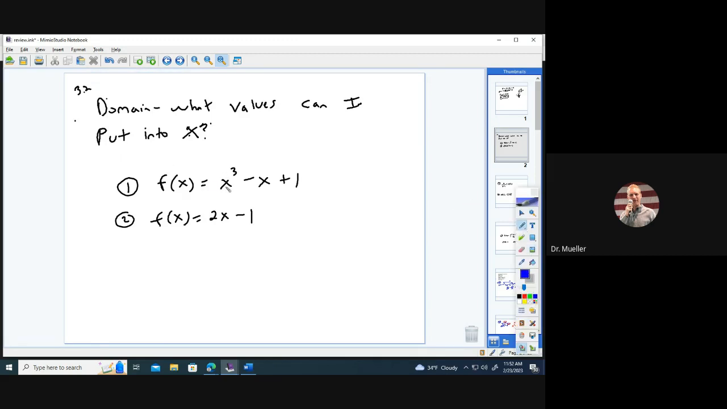We have f of x equals x to the third minus x plus 1. We can put any number we want in for x. It can be negative, positive, right? There's no restriction. So we're going to say all real numbers. So interval notation, that would be negative infinity to infinity.